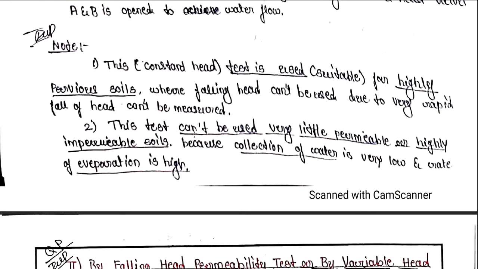So these are in the notes. This test can't be used for little permeable or highly impermeable soil, because collection of water is very low and rate of evaporation is high. So this constant head method is not suitable for little permeable or highly impermeable soils.